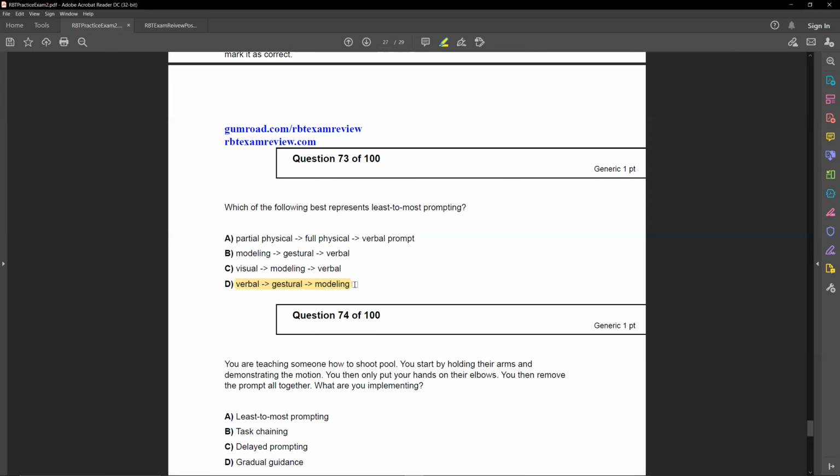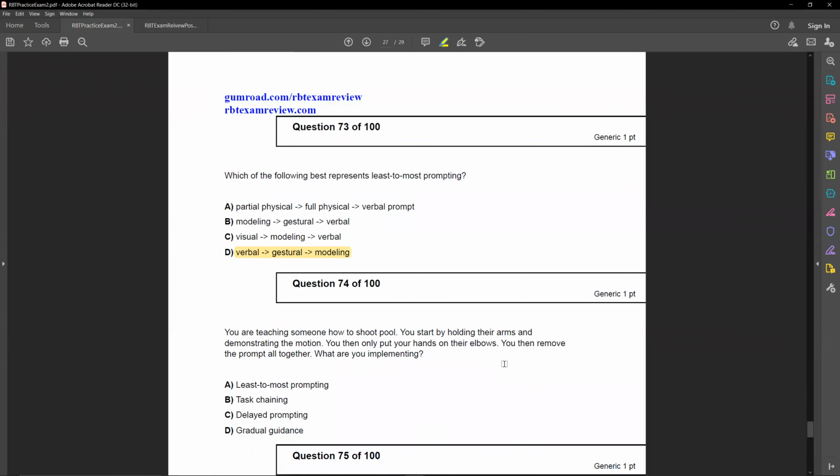So keep that in mind when doing least to most prompting and most to least prompting, okay? That hierarchy might look a little different depending on where you look online. However, our most intrusive prompts are always going to be physical. Our least will always be the verbals and the gesturals and the visuals, and then modeling is going to fall somewhere in between, okay? But our answer here is D.